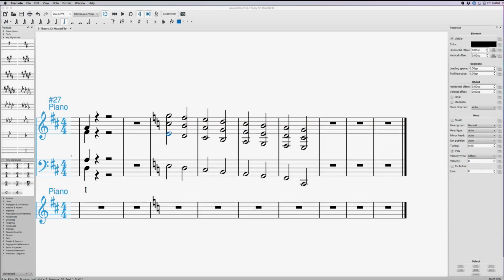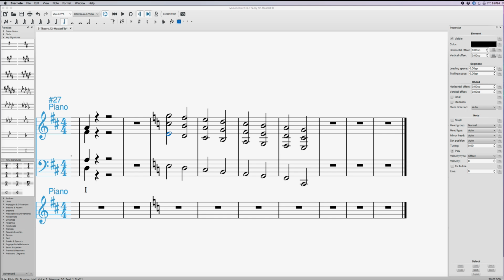Okay, so that does it for sequences. Yes, there are more sequences. You can do ascending seconds, although it's even more clunky than descending seconds. And you can do these with sevenths on them as well. But for now, I want to leave sequences behind.